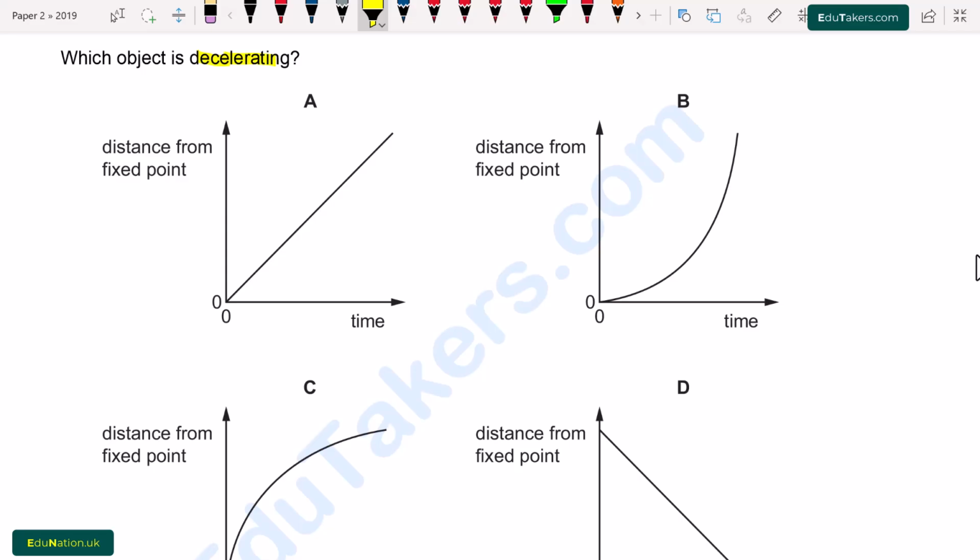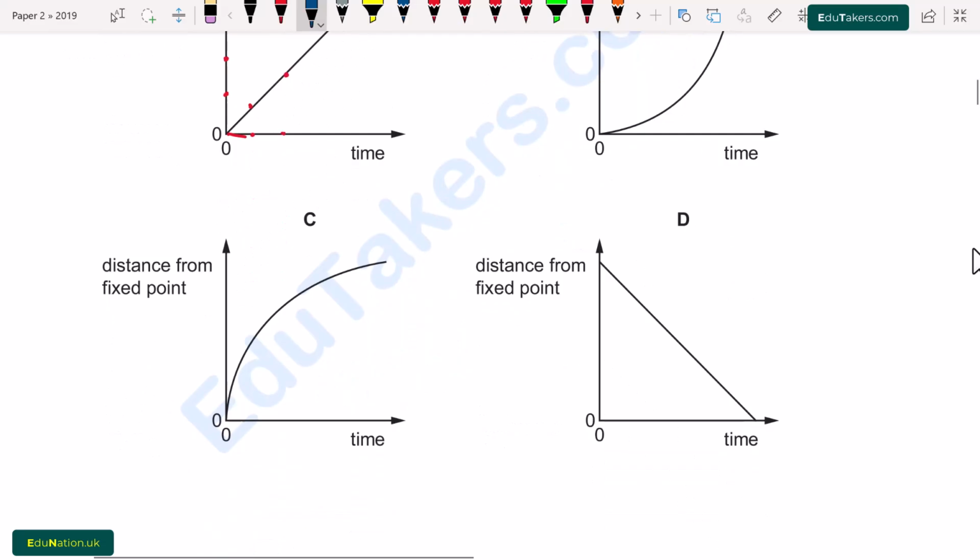In graph A, we can see that it is moving with uniform velocity. It means that the body covers equal distance in equal intervals of time. When I increase the time, the distance also increases, so it will be a straight line. Graph B shows that it is accelerating. The velocity of the object is increasing with the passage of time. So graph C is the graph which shows that the object slows down. It means that it is decelerating. So option C is correct.